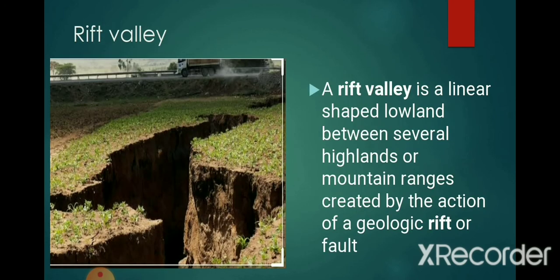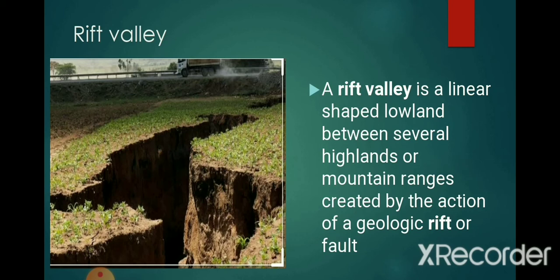Now we'll see what a rift valley is. When we hear the word valley, we have heard about U-shaped valleys, V-shaped valleys, etc. When we hear the word valley, we feel that it's a place which is between two mountain ranges. But a rift valley is a little bit different from what we usually see. It's a valley which is formed when a geologic rift happens, or when the earth moves apart and a rift is formed, that results in the formation of rift valleys.